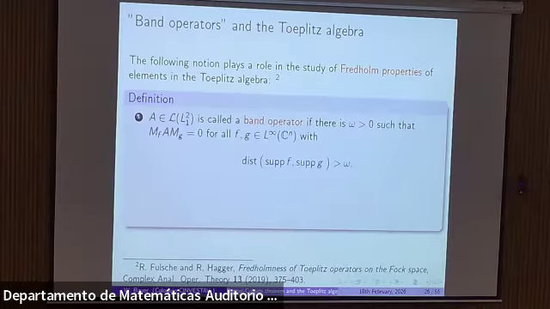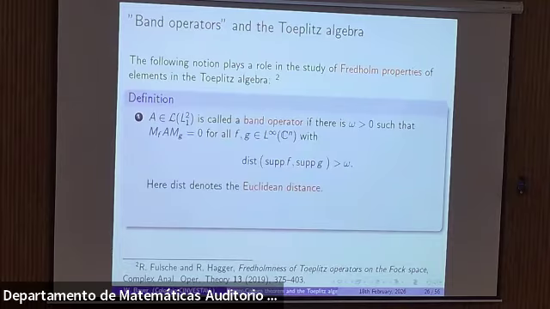And maybe I should recall what a band operator is. So we're talking now about operators on the L2 space, not on the Fock space. And we call this a band operator if there is some number omega bigger than 0, such that whenever I take this operator and cut it off from the left and from the right with multiplication operators by bounded functions f and g, which have support with a certain distance, namely the distance should be bigger than omega, so they have distant support, then that product should be 0. So that's some kind of localization property.